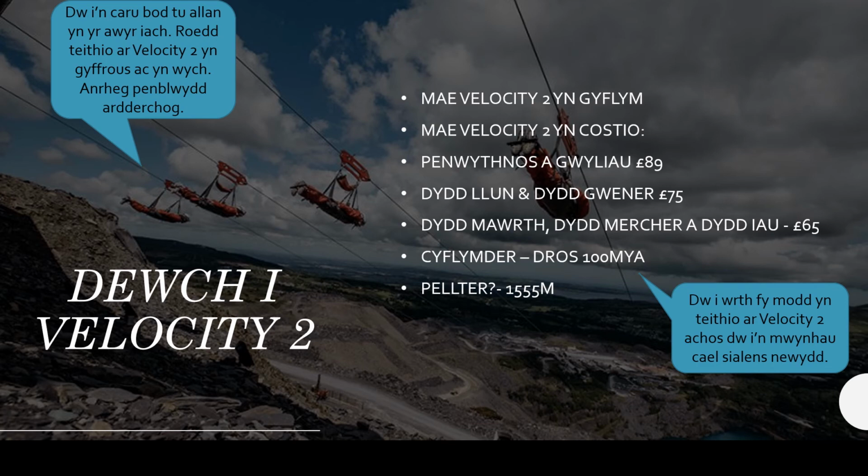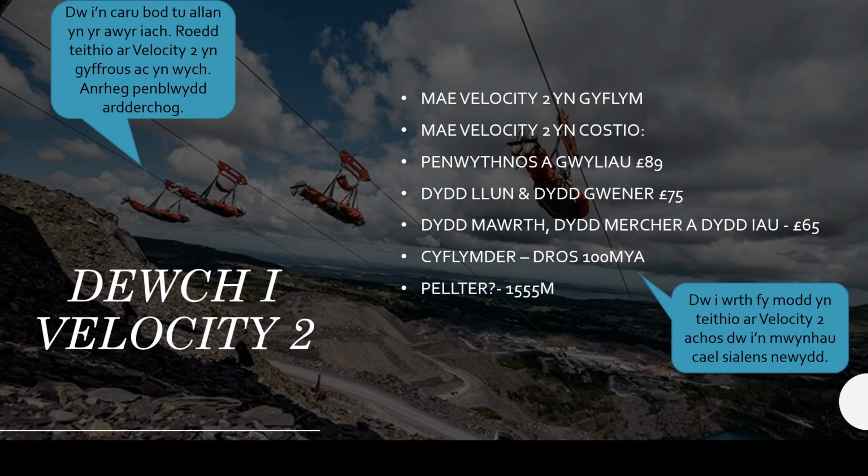And also I've tried to include some of the extended reasons that we went over at the start of this topic. So the first bubble in the top left, I've said, dwi'n caru bod tu allan yn yr awyr iach. Roedd teithio ar Velocity 2 yn gyffrous ac yn wych, anrheg pen blwydd ardderchog. So I love being outside in the fresh air. Travelling on Velocity 2 was exciting and excellent, and it was a wonderful birthday present. And bottom right, dwi wrth fy modd yn teithio ar Velocity 2 achos dwi'n mwynhau cael sialens newydd. I enjoy travelling on Velocity 2 because I like to have a new challenge.